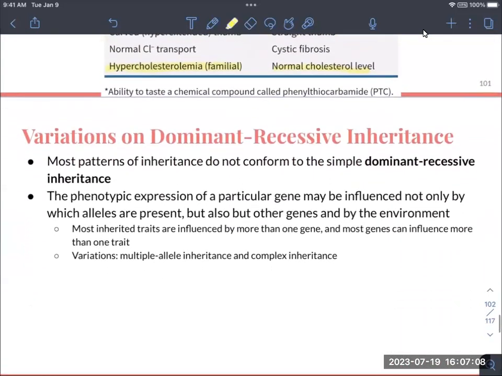Most patterns of inheritance don't always conform to this dominant-recessive idea. There are different phenotypic expressions that get influenced by which alleles are present, but they also get influenced by other genes and the environment. So many of these inherited traits tend to be on more than one gene. Most genes can influence more than one trait. Hair color, eye color.